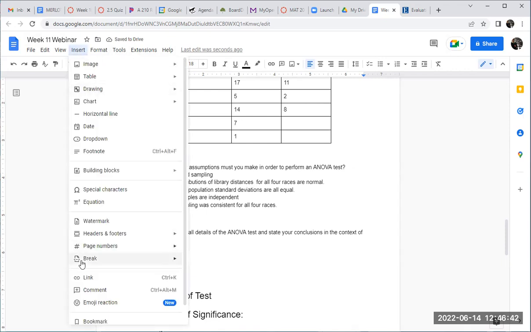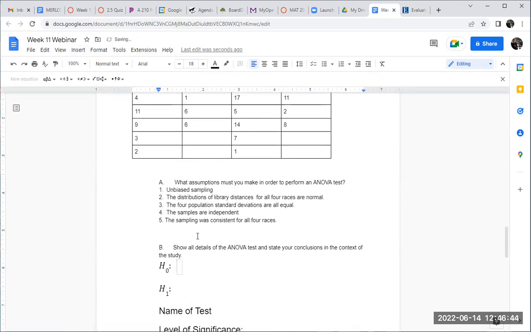Insert equation, let me insert. There we go, now it'll let me. I don't know why it was being mean.